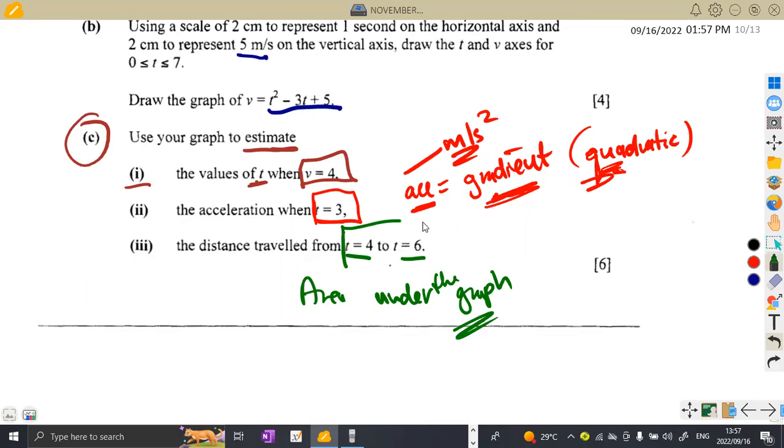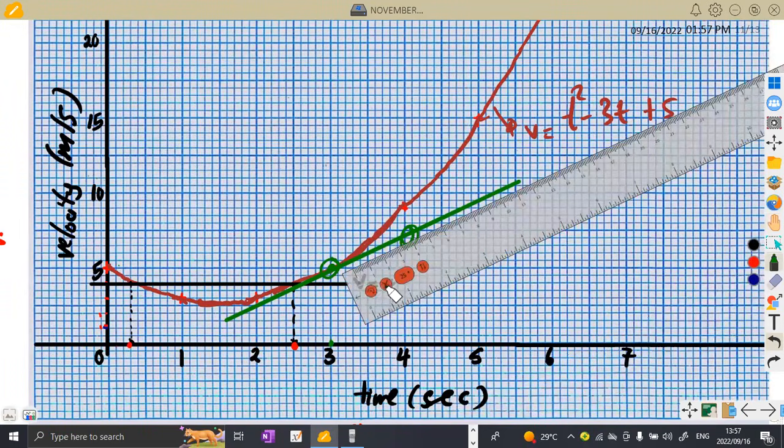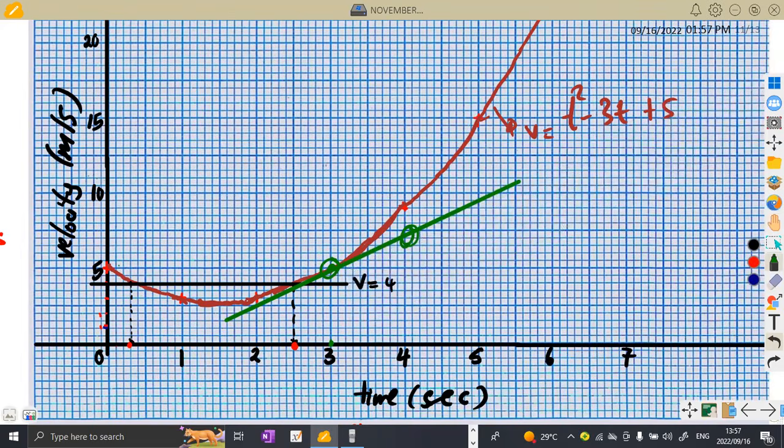So from t is equal to 4 to t is equal to 8, which area are we having? So this is what you're going to need on your graph. T is equal to 4. So you just have to draw the line using your ruler, straight to the graph. T is equal to 4. That's here, 4. So to the graph.